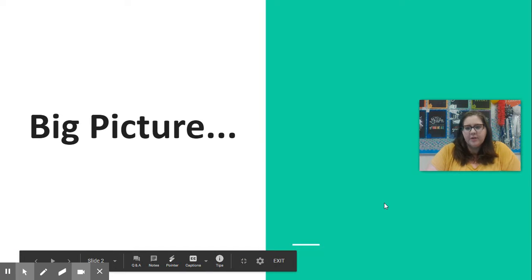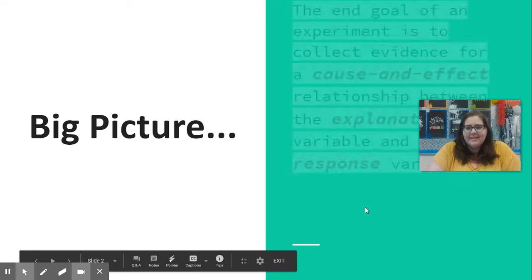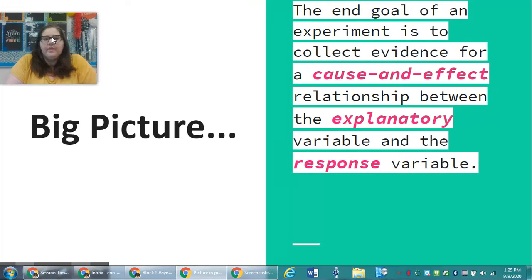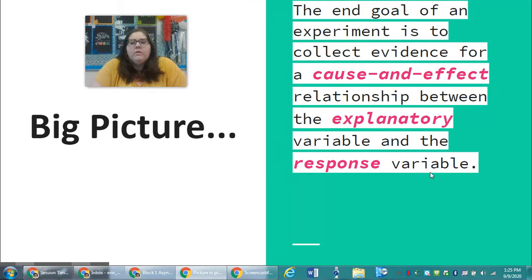So the big picture in statistics, with experiments, is that our end goal of an experiment is to collect evidence for a cause and effect relationship between the explanatory variable and the response variable. So the explanatory variable would be the thing that we're changing, the treatments that we're giving, and then the response variable would be what we're measuring at the end of an experiment to see whether our treatments made any difference.